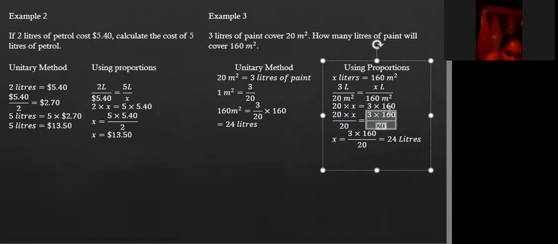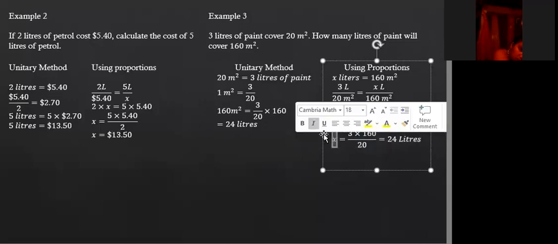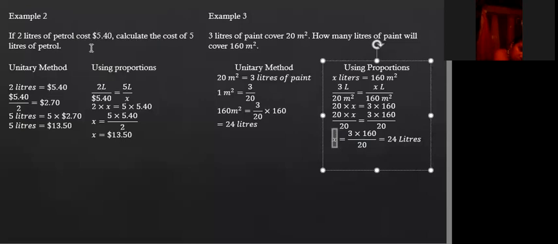So what happens at this stage, and you don't need to write down this stage, this is just for me to explain so you can understand it better. When you divide both sides of the equal sign by 20, this 20 divided by 20 will cancel out. X is left, so X becomes the subject of the formula. And this will be the equation that you'll solve. So X is equal to 3 multiplied by 160 over 20, which will give you 24 liters.